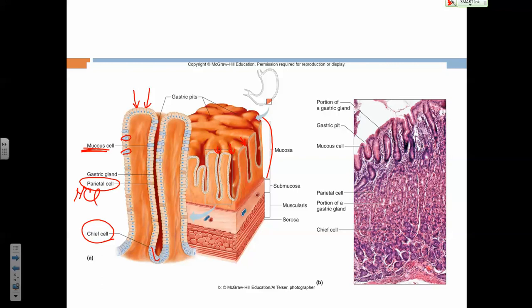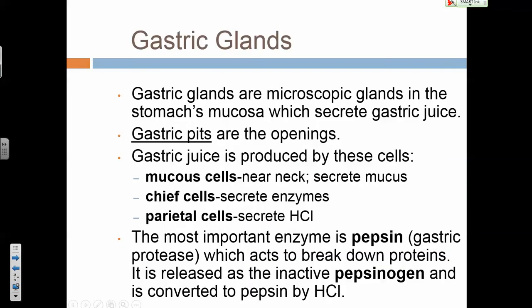HCl is hydrochloric acid. Okay, and so I'm going to back up. Here you can see the three basic cells that are within the gastric glands. You have mucus cells, chief cells, and parietal cells. And you always have a water secretion in all these juices. But make sure you know chief cells produce enzymes. Parietal cells secrete hydrochloric acid.